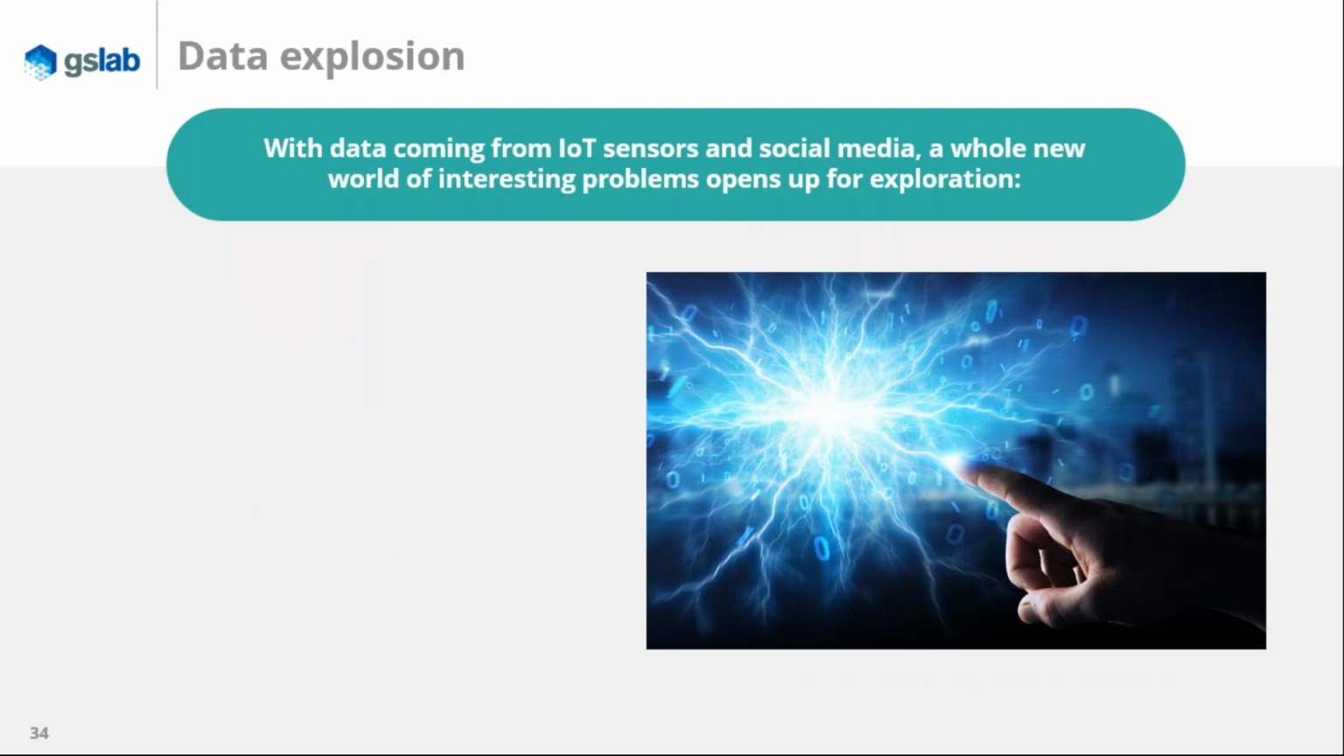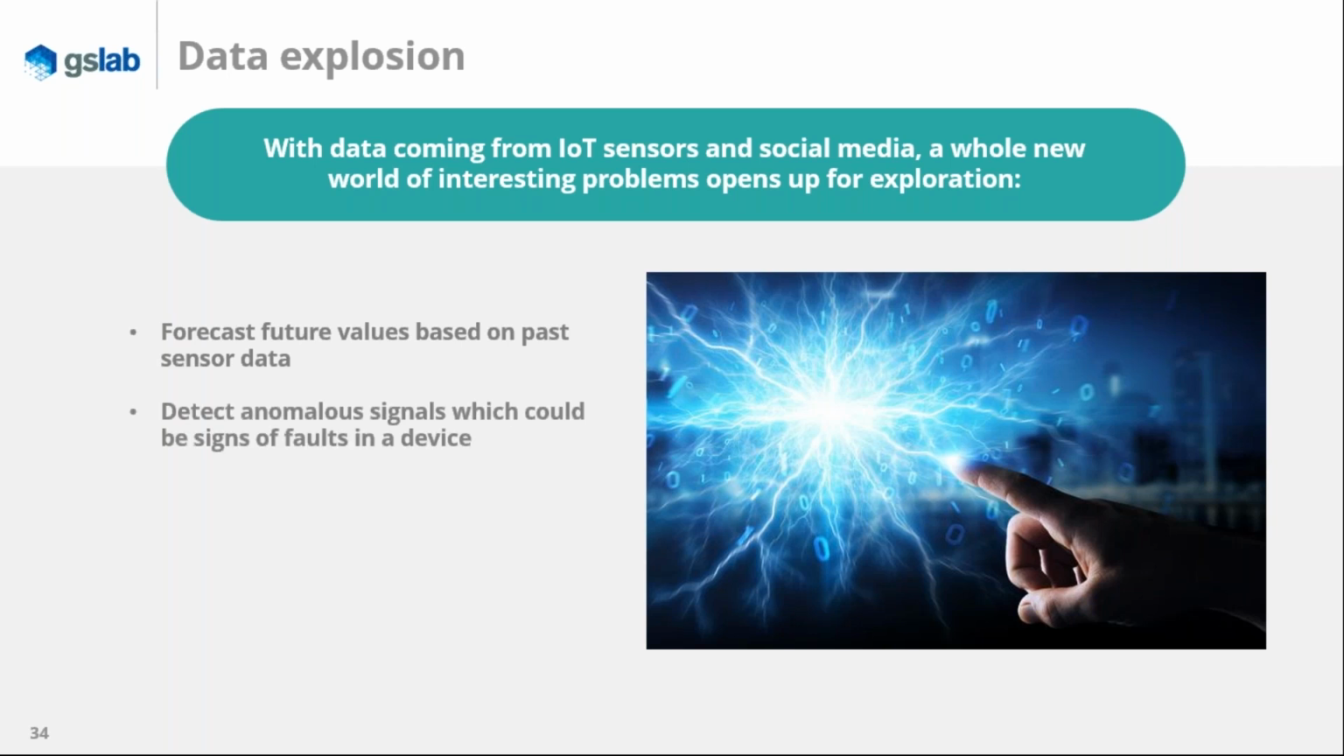Now, where is data science headed? With IoT coming onto the scene and social media and many other channels through which data is coming, there is a data explosion, and it opens up the data science space for a host of interesting problems. For example, forecasting future values of sensors based on past sensor data, and detecting anomalous signals based on past data, through which you could know that there is a likelihood of fault in a device.